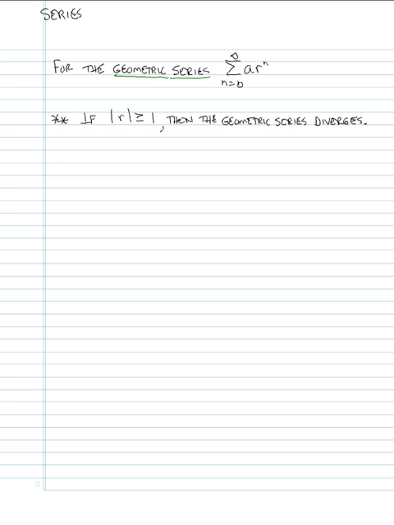On the other hand, if the absolute value of R is less than 1, now what does that mean? That means R is a number that's less than 1 or greater than negative 1. Not equal to 1 or negative 1, it is between negative 1 and 1. Then the geometric series converges.